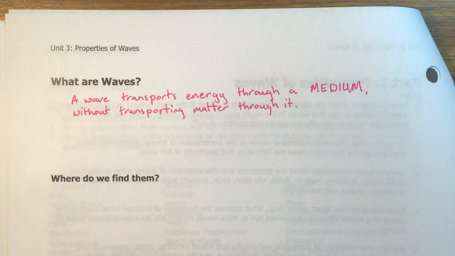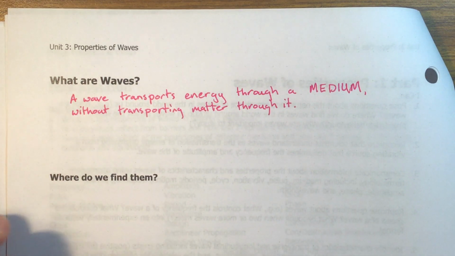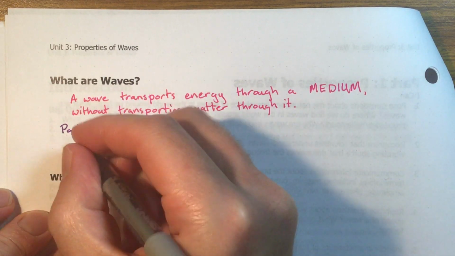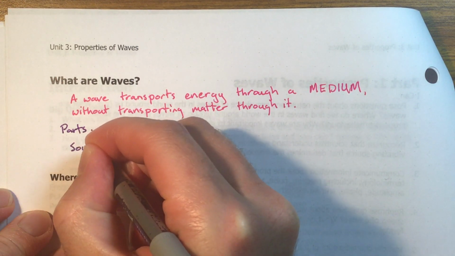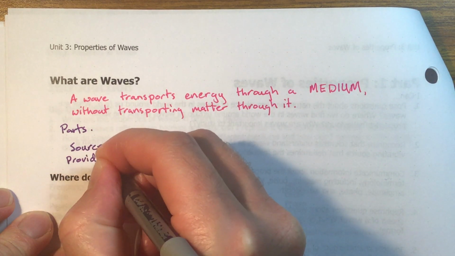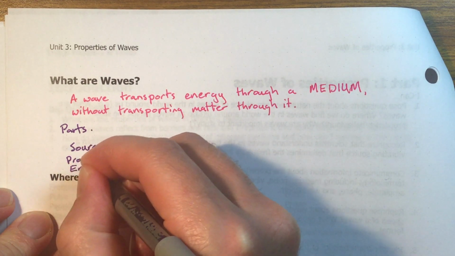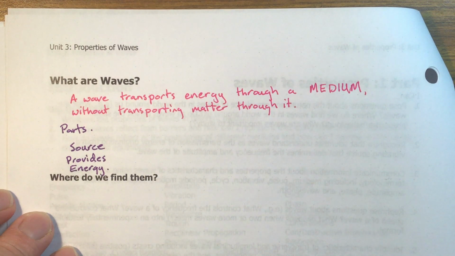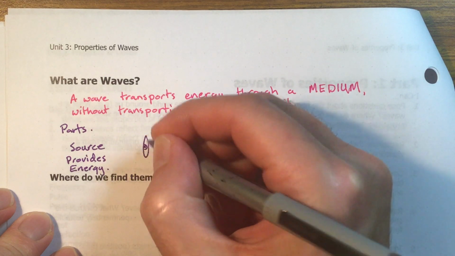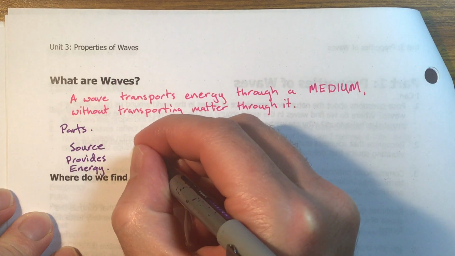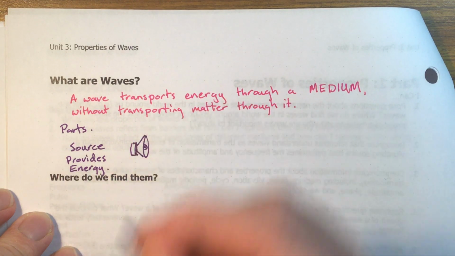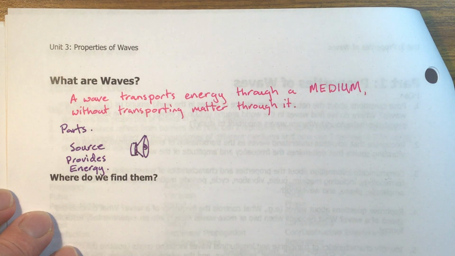So a wave, typically there's 3 parts to a wave. Here's some parts to a wave. We have a source, which provides the energy. Now, when we think of a source, we can think of a speaker. And a speaker cone often looks like this. It's got a little bump in the middle, and it's shaped like this. And then it's got a magnet back here, like that. That's the source of our wave.